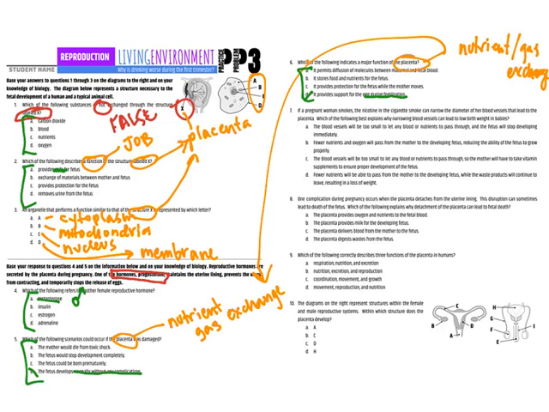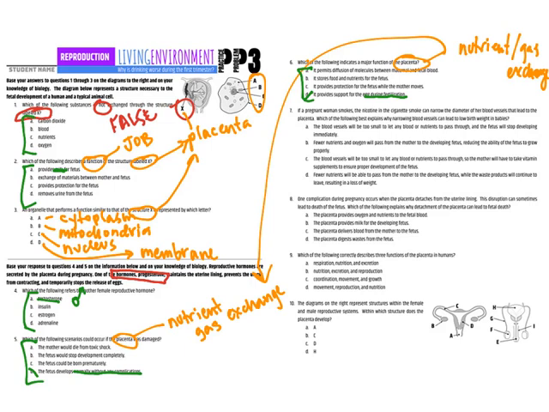Question 7. If a pregnant woman smokes, the nicotine in the cigarette smoke can narrow the diameter of her blood vessels that lead to the placenta. Which of the following best explains why narrowing blood vessels can lead to low birth weight in babies? Well, let's look at the options.